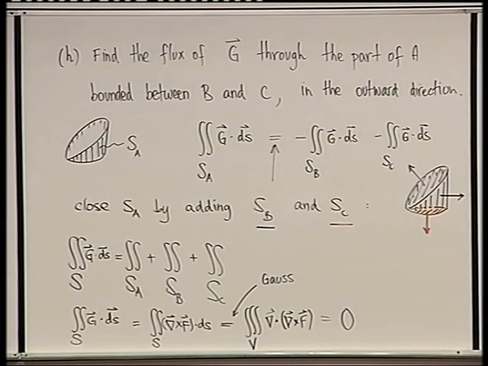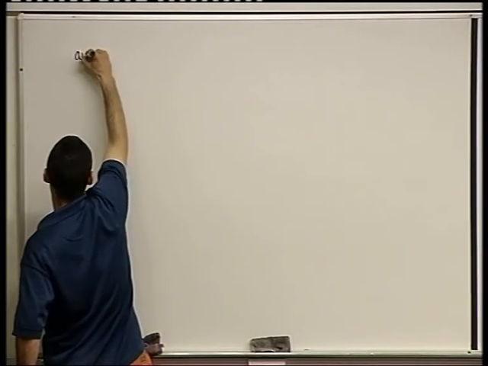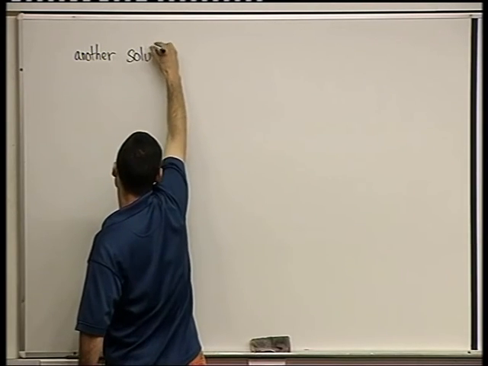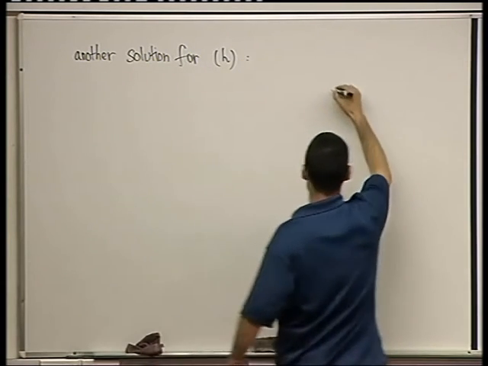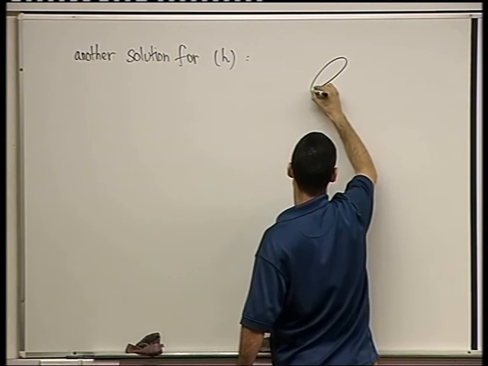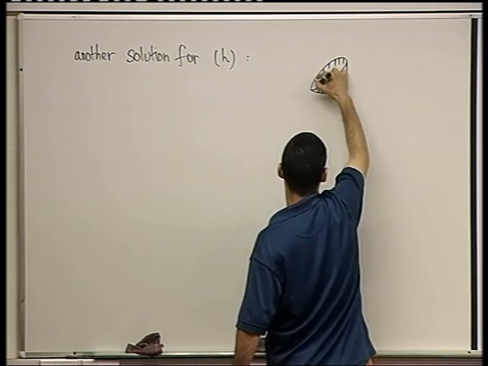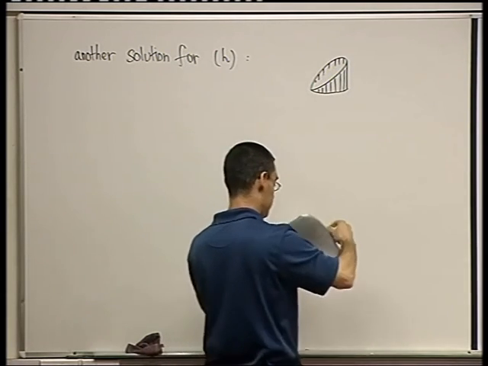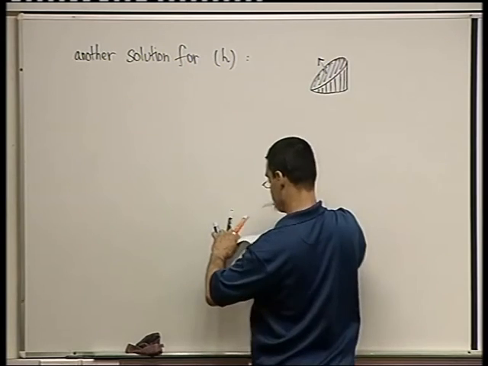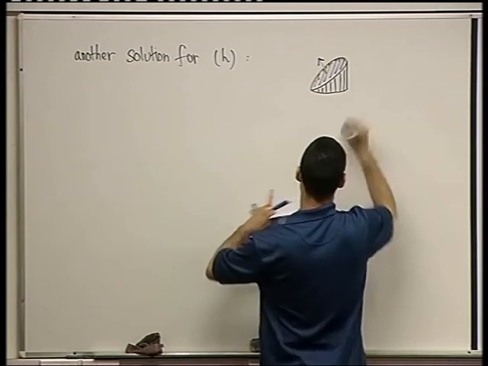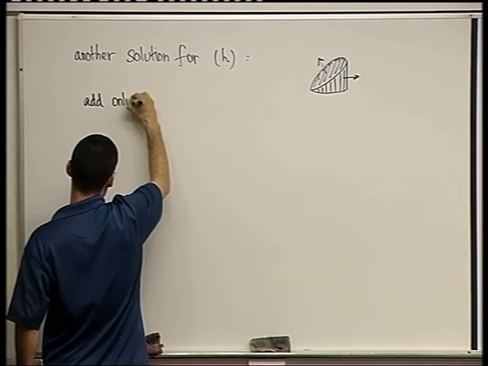So here's an alternative solution for h, another solution for h. So we're going to take the original surface, which looked like this. This was our SA. And we're going to close it only from the top. We're only going to add what we called SB. So here's SB. I'm still going to point the normal outwards. And here's SA. So add only SB.